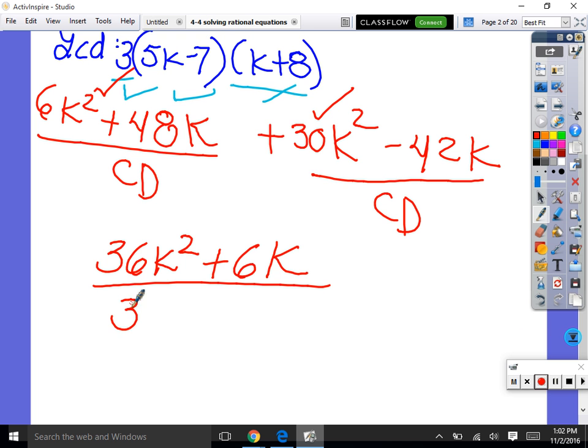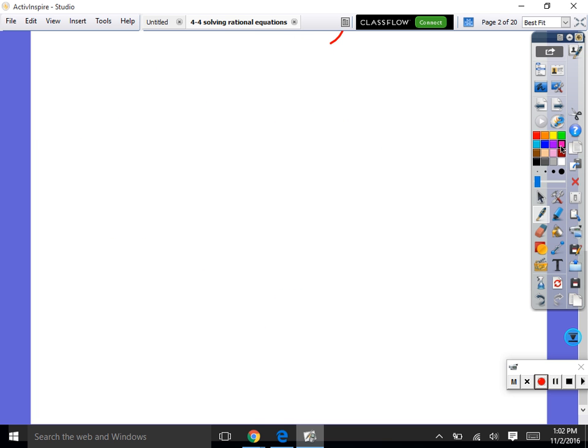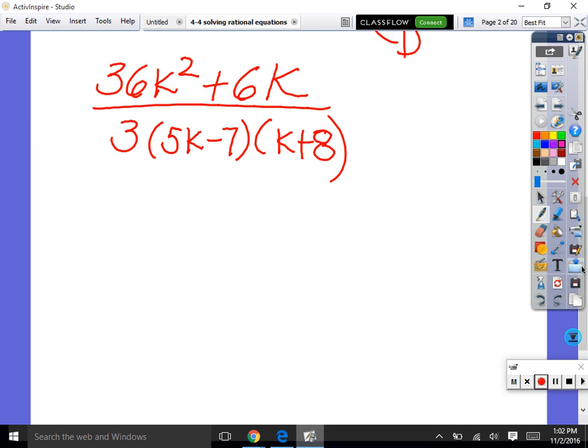That's all over what was the common denominator: 3, 5k minus 7 and k plus 8. So we've done the addition part. Now we'd say, can it simplify? So on top, we should be factoring out a 6k. So then left would be 6k plus 1, right?